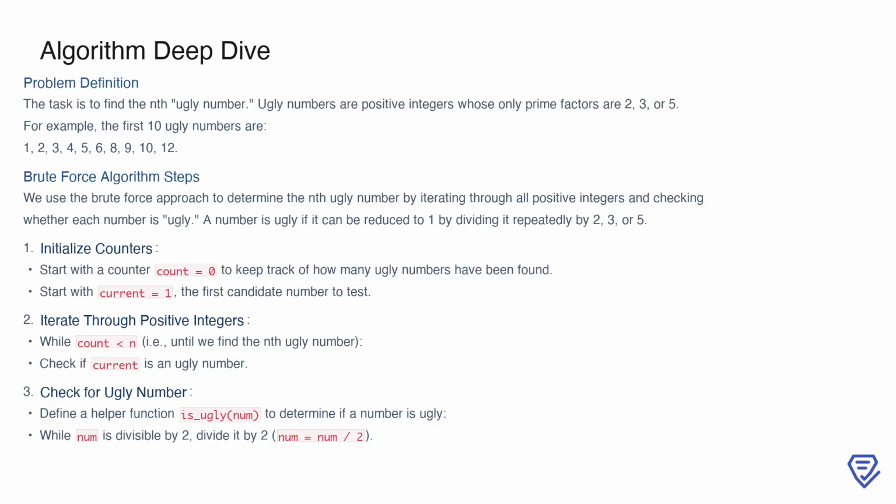We then iterate through positive integers, checking each one to see if it meets the criteria of an ugly number. We define a helper function, is_ugly_number, that tests whether a number can be reduced to 1 by repeatedly dividing it by 2, 3, or 5. If it can, the number is deemed ugly. This process continues until we've identified the nth ugly number.